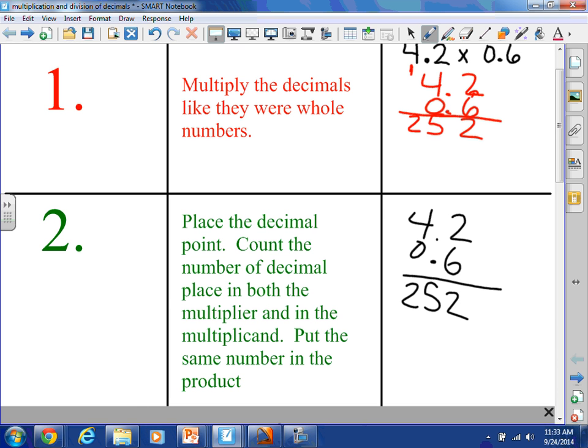Now in this problem, you guys, I have a 10th times a 10th. What's 10 times 10? 100. So I need 100th in my answer. But if I count my decimal places, I notice that there's 1 decimal place here, and there's 1 decimal place here, for a total of 2, which means I need to have 2 here. So it's 252 hundredths.